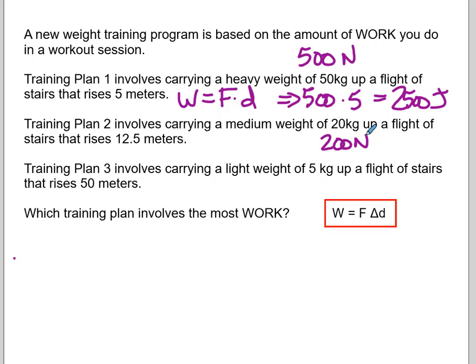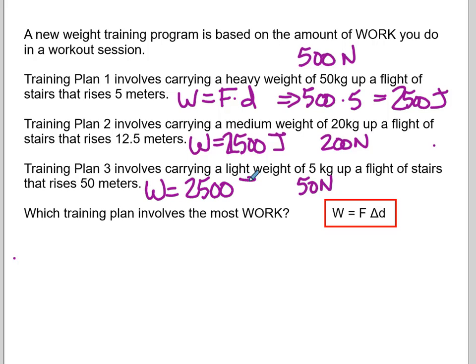Okay. Training plan number 2 involves carrying a medium weight of 20 kilograms, so I'm going to say that's 200 newtons up a flight of stairs that rises 12.5 meters. And again, if we multiply those two together, we get the exact same amount of energy used, 2,500 joules. Training plan 3 involves carrying a light weight of 5 kilograms, so I'm going to say that's a 50 Newton force up a flight of stairs of 50 meters. And again, if we multiply those two together, we get 2,500 joules.